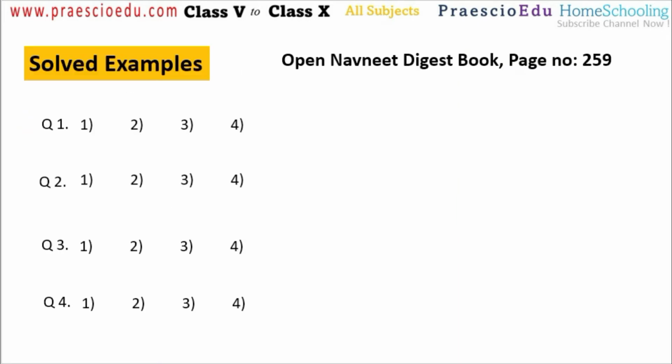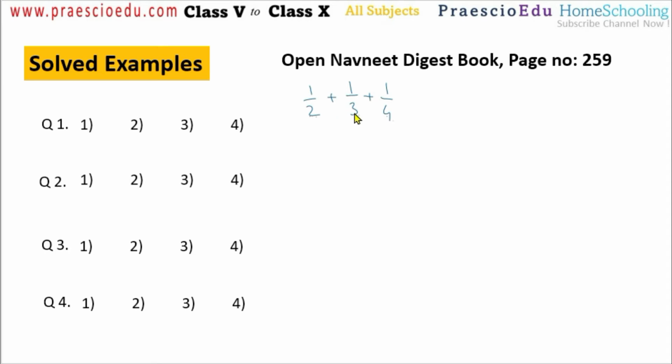So there are solved examples. The total 4 questions are there. So question number 1: what is the sum of the fractions 1 by 2, 1 by 3, and 1 by 4? So we have to calculate the summation of these three fractions. We will make the additions, but these are not like fractions, meaning their denominators are not the same, so we have to make the denominator same. For this, what is the LCM, or we can say the common multiple?